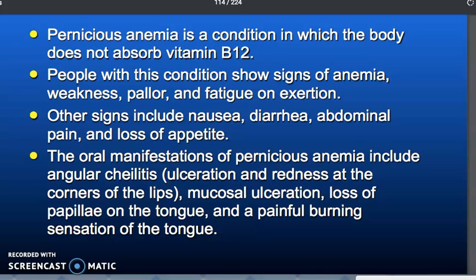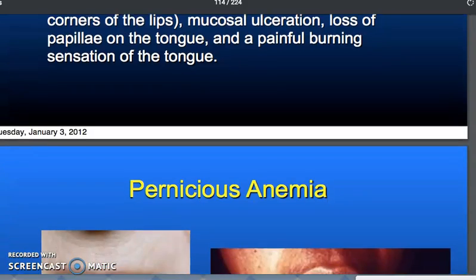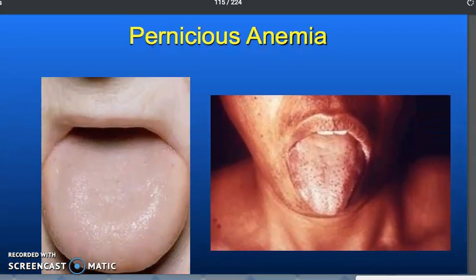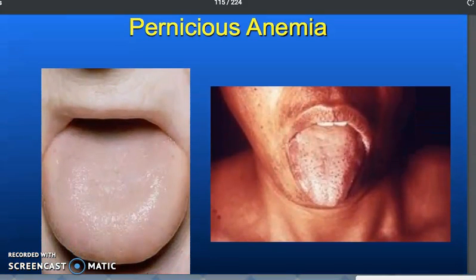Then we have the mucosal ulceration. So again, ulcers, loss of papilla on the tongue, and a painful burning sensation of the tongue. I've seen multiple patients through the years that would say, my tongue burns, I have a burning tongue. And we need to look at this and their B12 levels. Okay, so again, pernicious anemia, and here you look at the tongue, it's very pale, doesn't have the papilla like we would normally see.